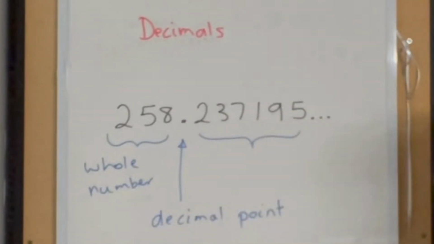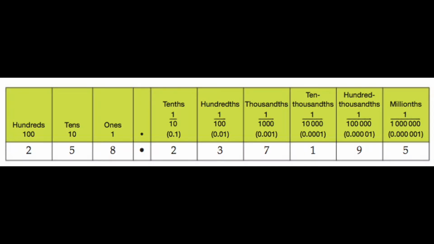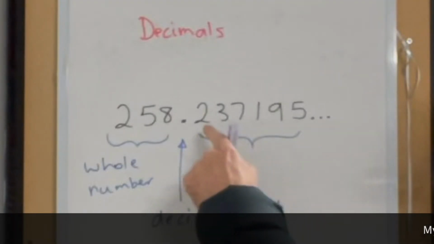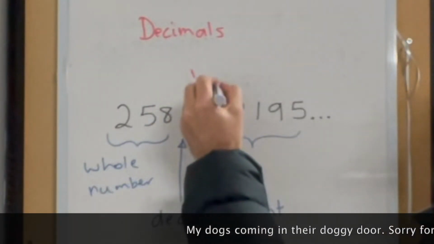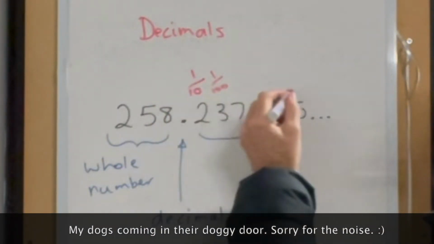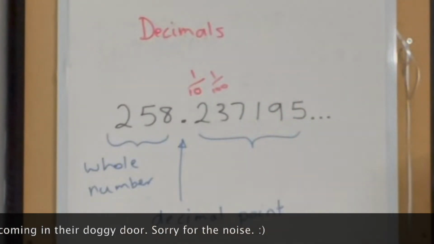If you look at each of these digits, we'll just have a look quickly at this chart, and we can see that each of them has a value attached to it. We know that the first one here is the tenths, and then they go to the hundredths, thousandths, ten thousandths, millionths, etc.